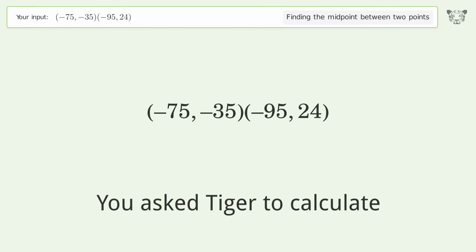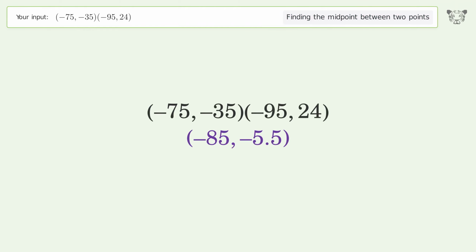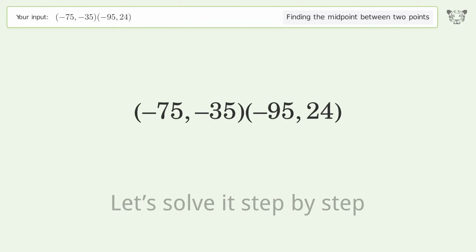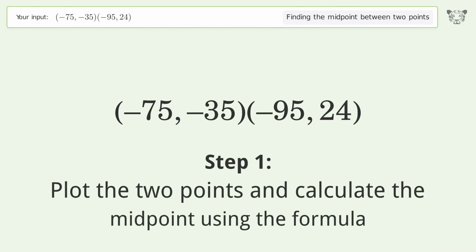You ask Tiger to calculate. This deals with finding the midpoint between 2 points. The midpoint between the 2 points is -85, -5.5. Let's solve it step by step. Plot the 2 points and calculate the midpoint using the formula.